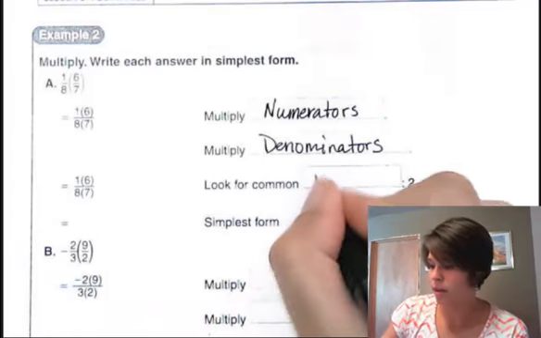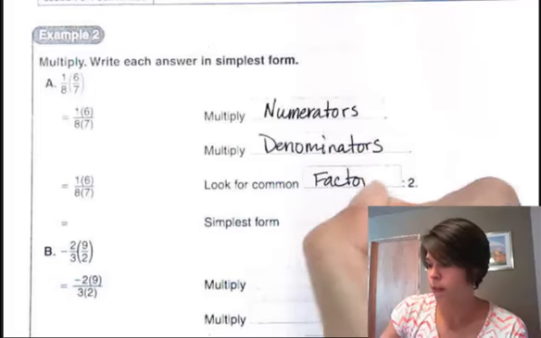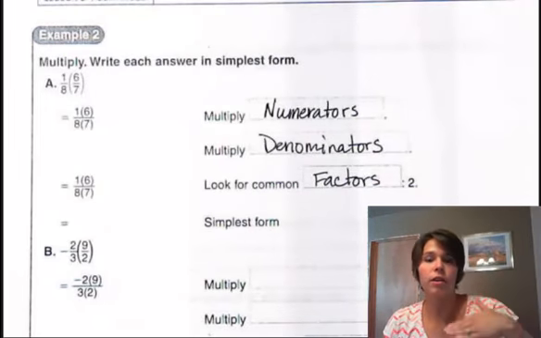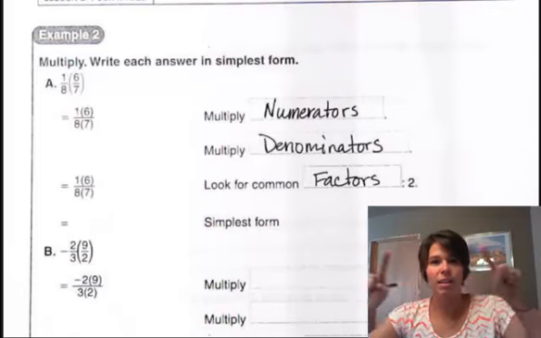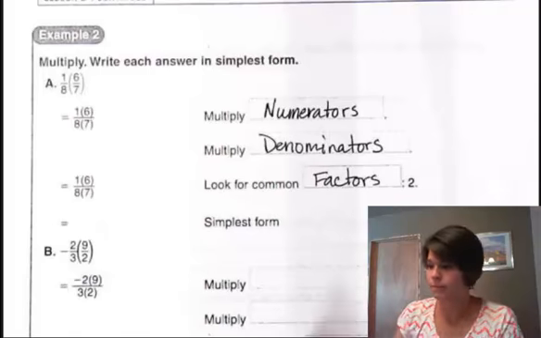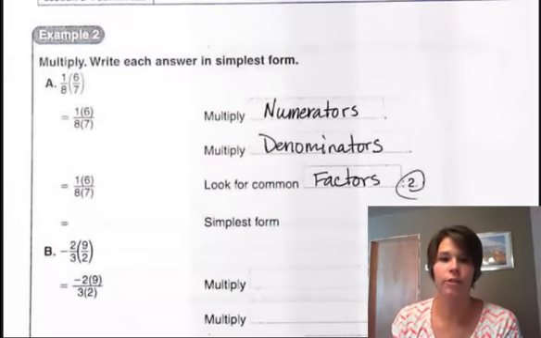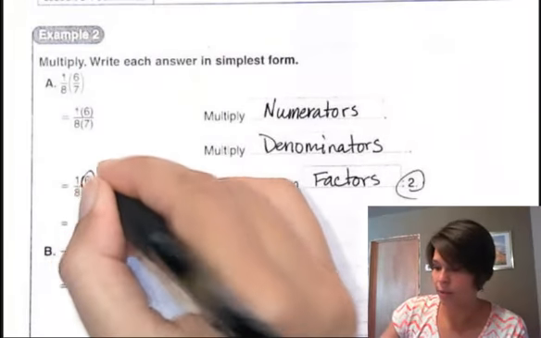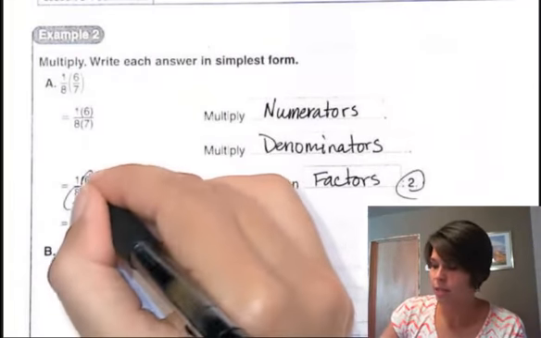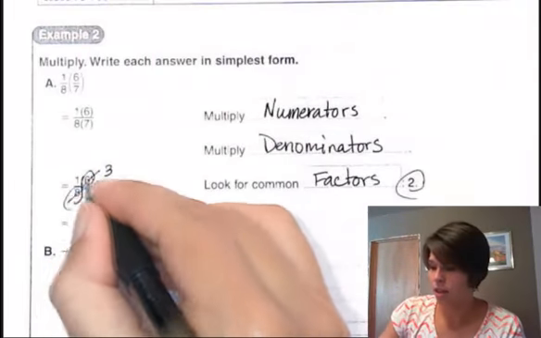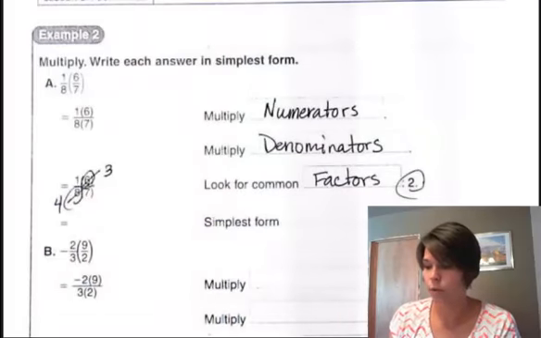Look for common factors. Now remember, when you're looking for common factors, you're looking at numbers in the numerator and numbers in the denominator. I can't take a common factor out of 2 numerators or a common factor out of 2 denominators. So in this case, I have a common factor of 2 between a number in the numerator and denominator. That would be my 6 and my 8. So I'm going to take a common factor of 2 out. 6 divided by 2 is 3. 8 divided by 2 is 4.